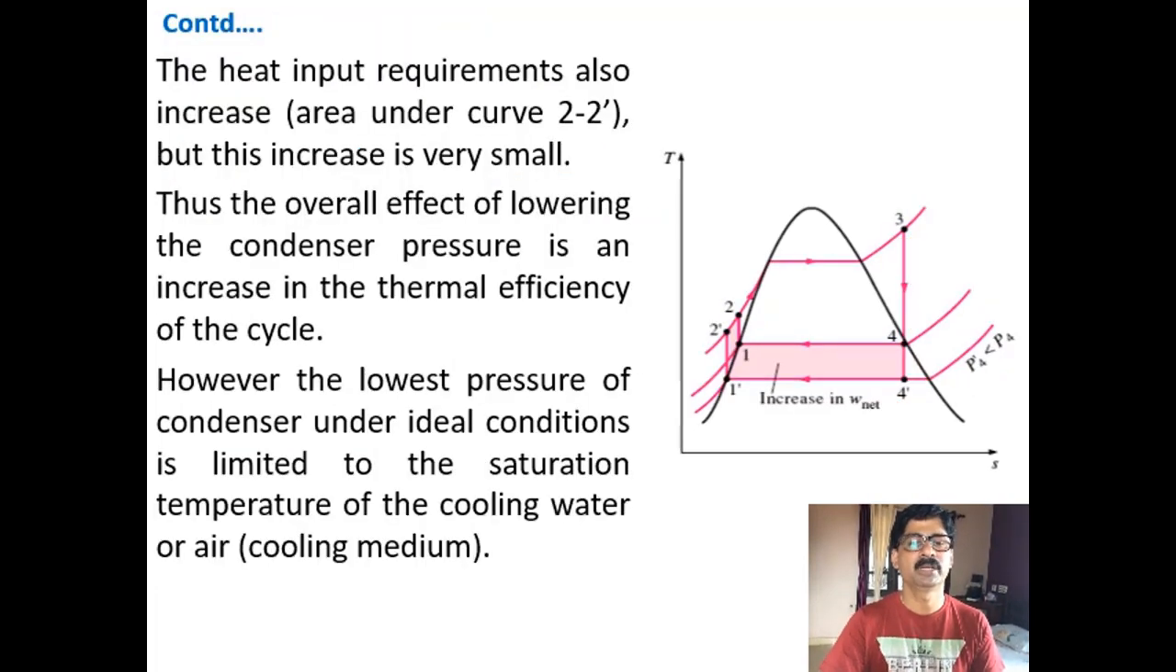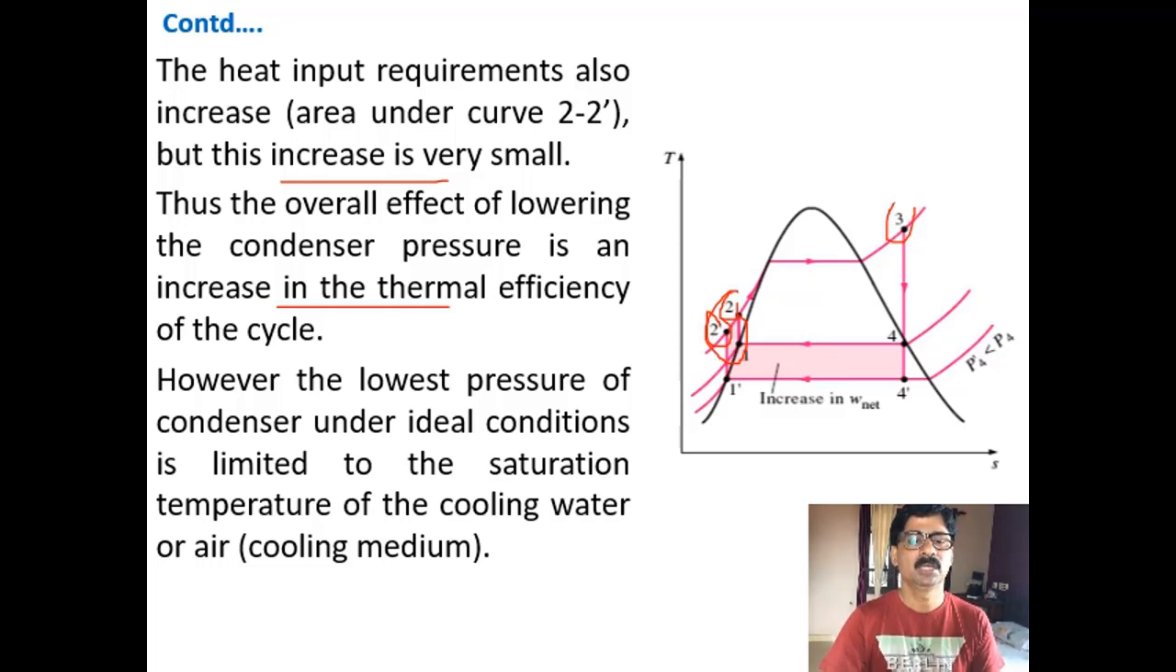The heat input requirement also increases. You can see that instead of 2 to 3 for the heat addition process, now it starts from 2 dash to 3. So 2 dash to 2, this much additional heat input is also required, but this increase is very small. So the overall effect of lowering the condenser pressure is an increase in the thermal efficiency. The net work transfer also increases, with only a small increase in the heat input.